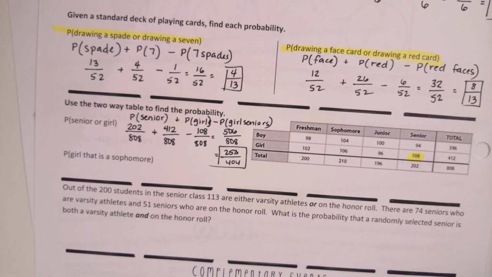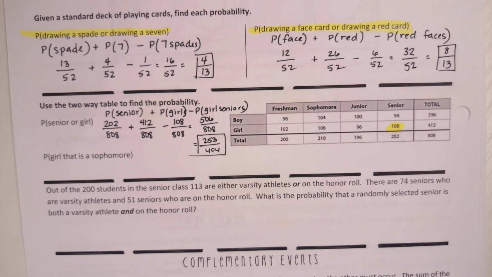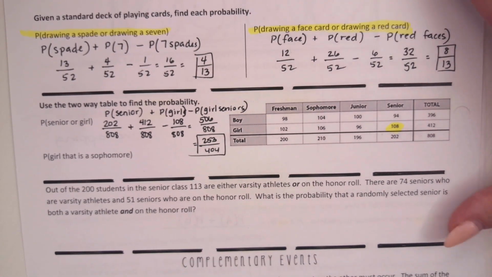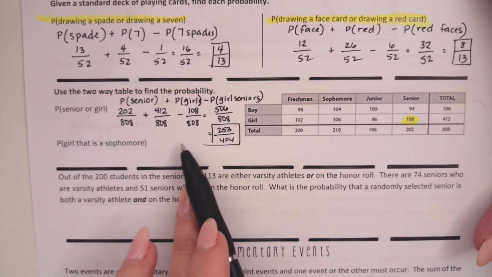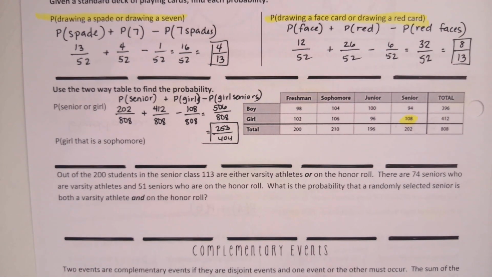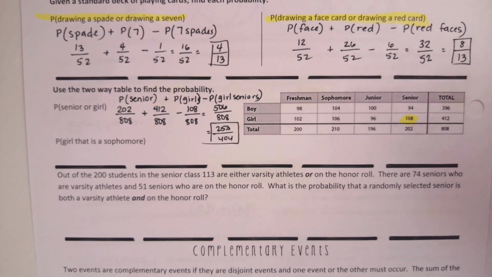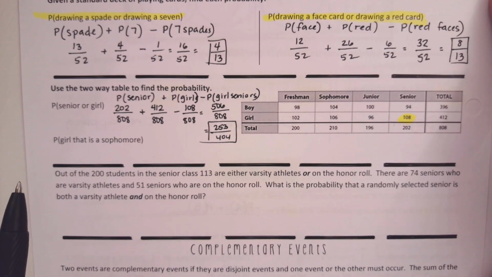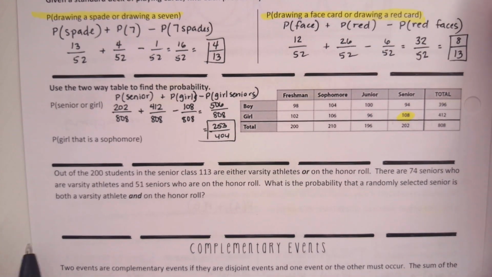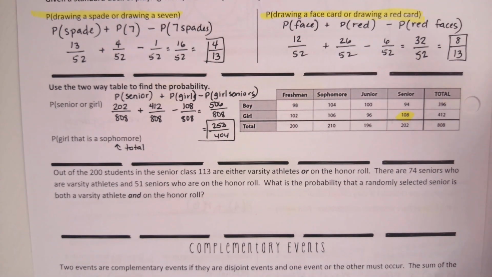The second question is not a disjoint or overlapping question. It's just me showing you there's different ways you can read this table. So this one, there's no or in it, so I know there's not going to be an adding. It just says probability of getting a girl that is a sophomore. We're not adding anything because it's not an or. So starting with how many sophomores are there total? 210. So this should be our total. So instead of using the 808 total, we'll use the 210 because we need a girl that is a sophomore. So we don't care about total. We just care about a girl that is a sophomore.